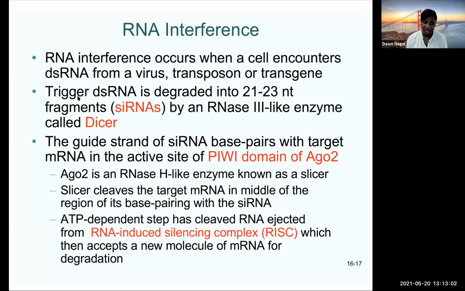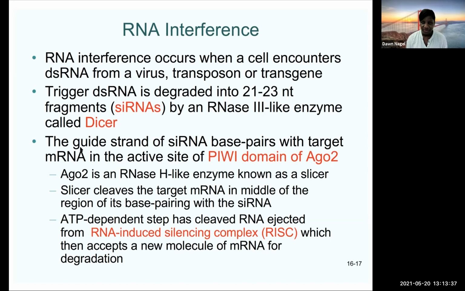Once this RNAi pathway is triggered, there are obviously sensors, proteins that sense what's happening in the cell. Once this is triggered, you will have this double-stranded RNA molecule that gets degraded by a protein called Dicer. This is an RNase-like enzyme, because it chews up RNA, and it processes this double-stranded RNA into smaller fragments, so these short interfering RNAs in this case, which are usually 21 to 23 nucleotides.